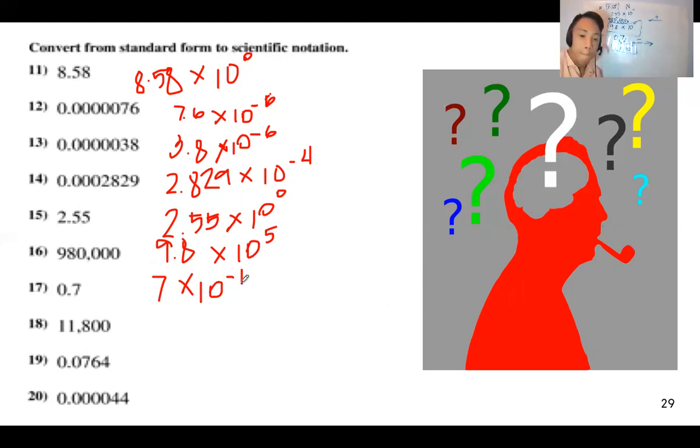Okay? Number 18. 11,800. This is a whole number. A whole number has a decimal point at the end of the number.